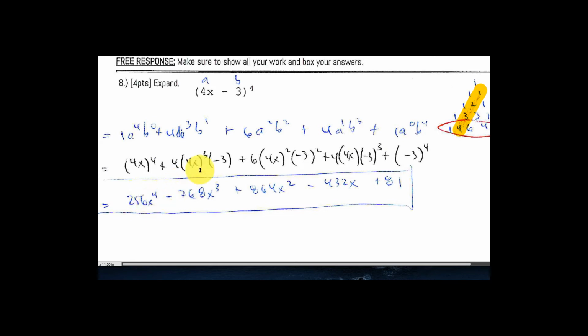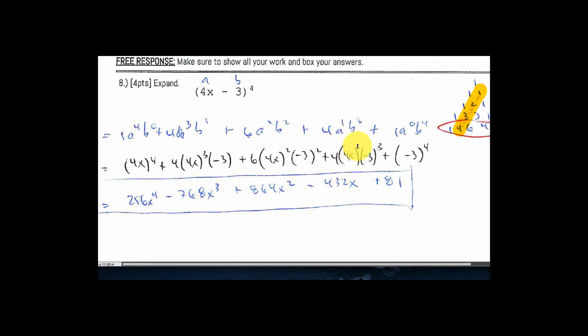256x to the 4th. Again, you're going to use PEMDAS, so 4 cubed, 64 times 4 times negative 3 gives you negative 768. And then x to the 3rd power is just x to the 3rd. You'll have negative 3 squared, which is positive 9, times 16 times 6 is 864. And this x here is only squared, so it's only going to be x squared.